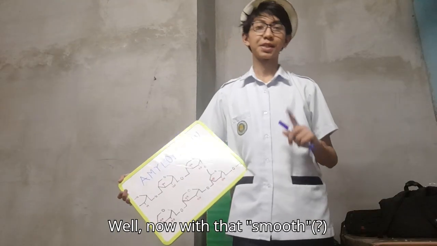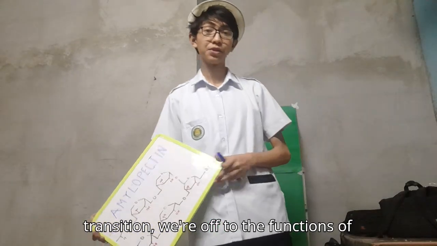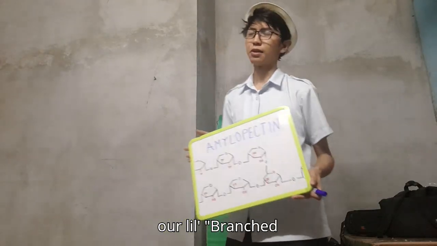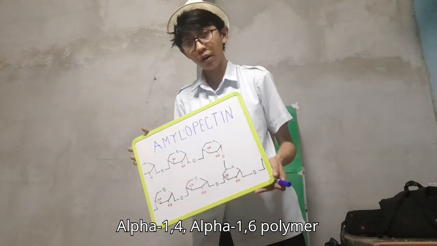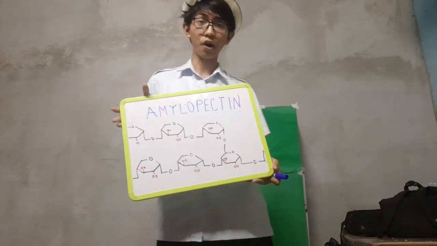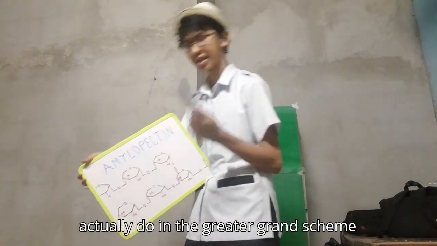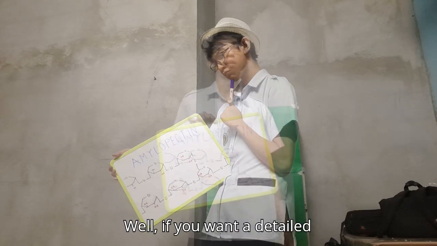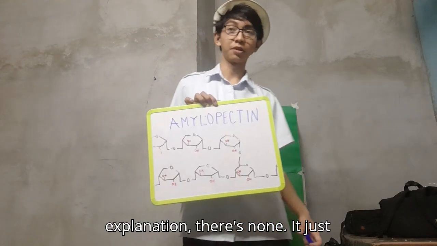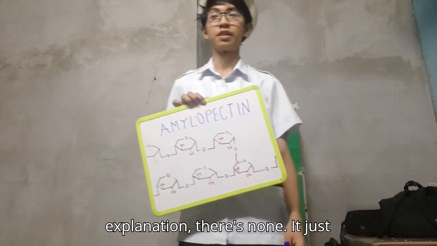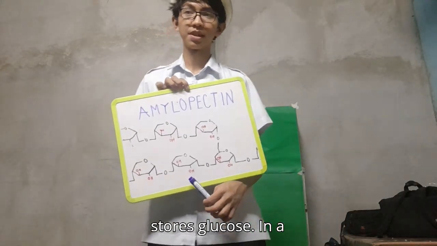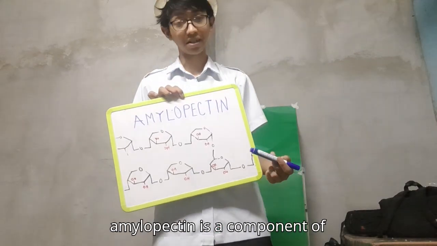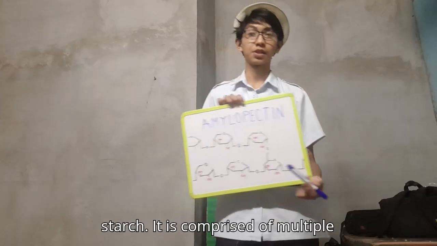Well, now with that smooth transition, we're off to the functions of amylopectin. Now, what does our little branched alpha 1,4, alpha 1,6 polymer actually do in the greater grand scheme of things? Well, if you want a detailed explanation, there's none. It just stores glucose.